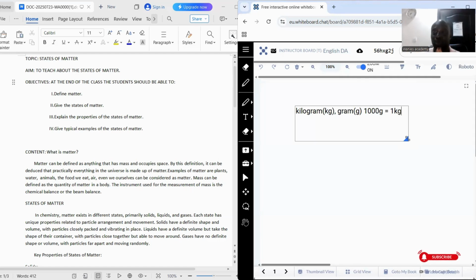Now let's quickly go to what we call states of matter. The different forms in which matter exists are called states of matter. Matter is known to exist in three major states or forms: the solid state, the liquid state, and the gaseous state. These are the three major forms or states in which matter can exist.